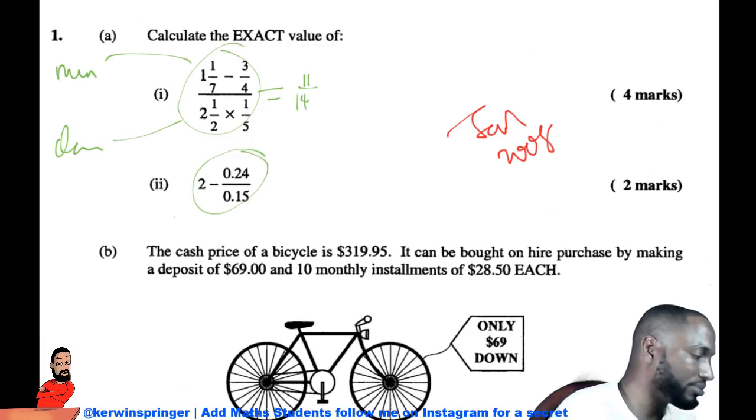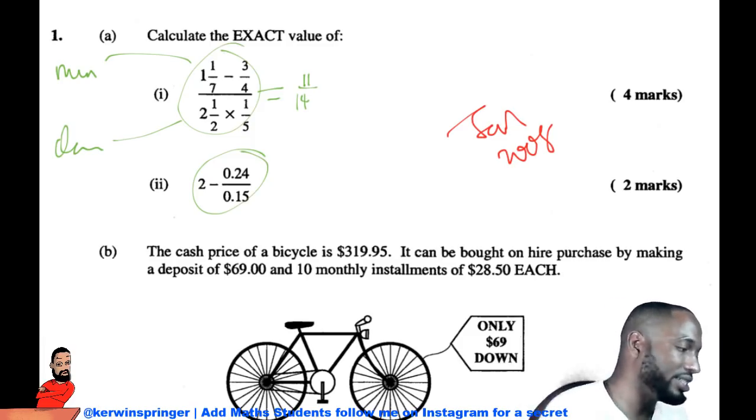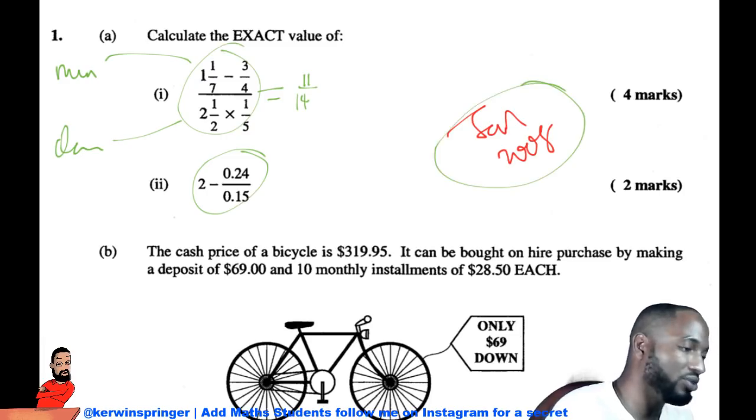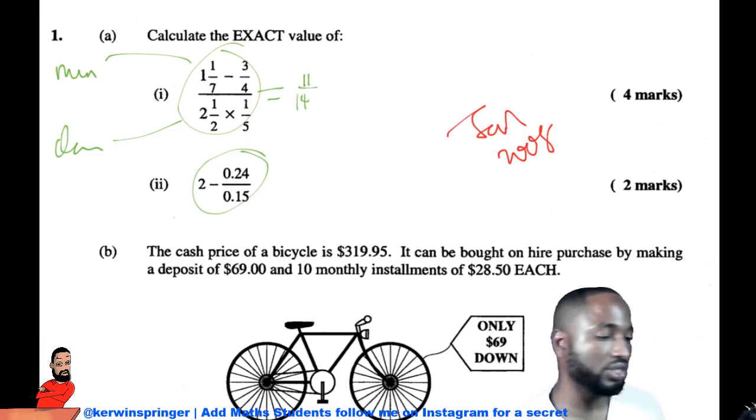So 11 over 14. What about this one? This year, what year is this? This is January 2008. Next question.